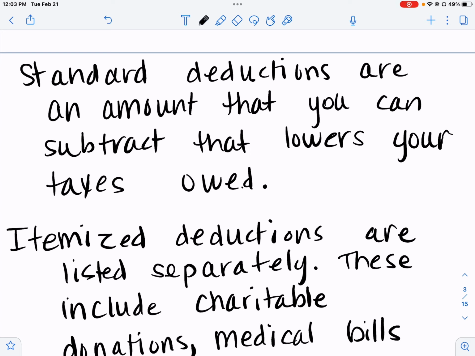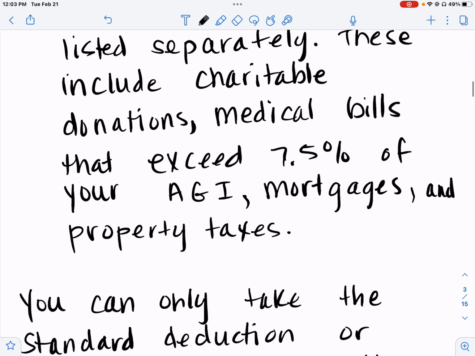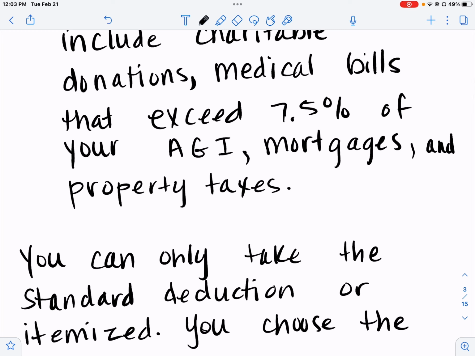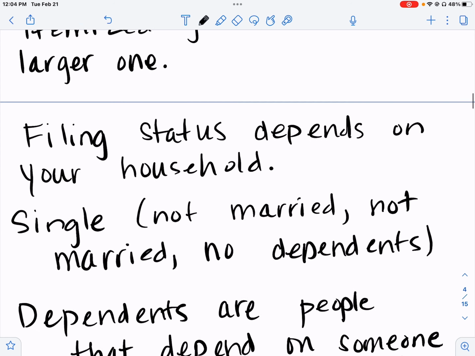Itemized deductions are listed separately. These include charitable donations, medical bills that exceed 7.5% of your AGI, mortgage interest, and property taxes. You can only take either the standard deduction or the itemized. You choose the bigger one because that lowers your taxes.